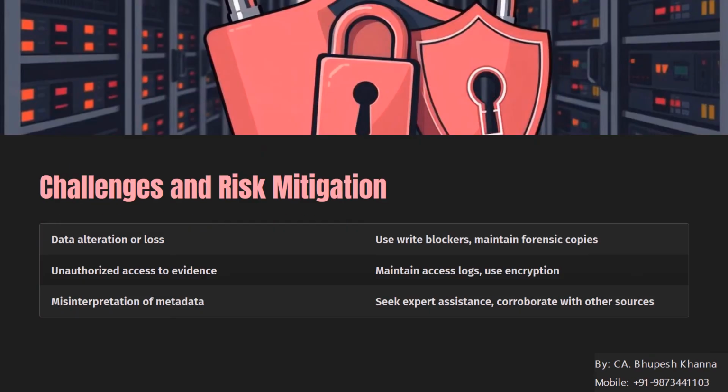Next is challenges and risk mitigation. Risk: data alteration or loss. Mitigation: use write blockers. Maintain forensic copies. Risk: unauthorized access to evidence. Mitigation: maintain access logs, use encryption. Risk: misinterpretation of metadata. Mitigation: seek expert assistance where required and corroborate with other sources.